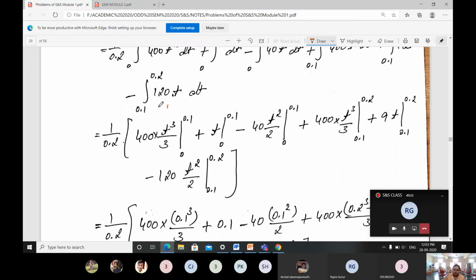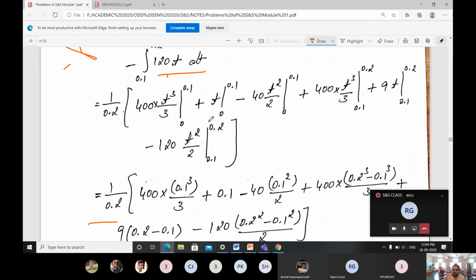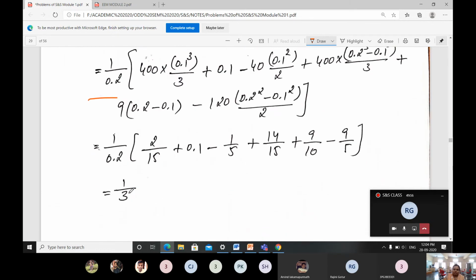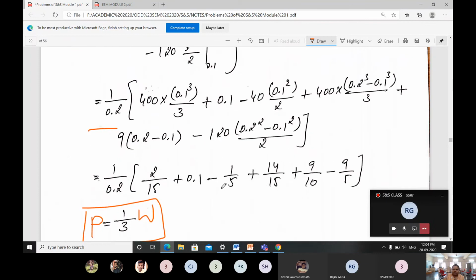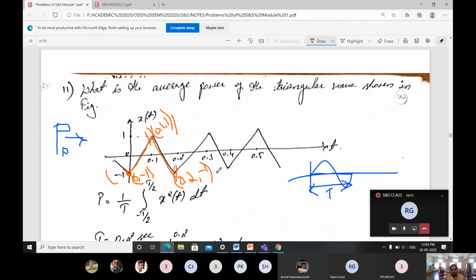Just go on doing this. It is lengthy, but it is easy. Don't skip any single point here. If you skip a single parameter, you will get the wrong result. For that reason, go on solving step by step, with no hurry, because each question will directly be asked for 8 marks. Then you will be getting 1 by 3 watts as the result. I hope you can do the intermediate points. This is how you have to solve for the power signal.